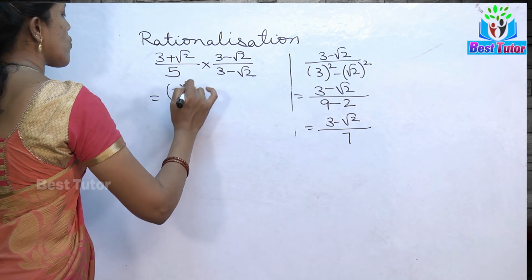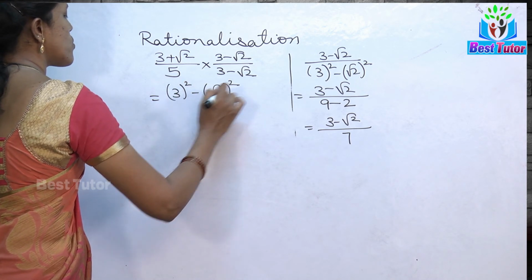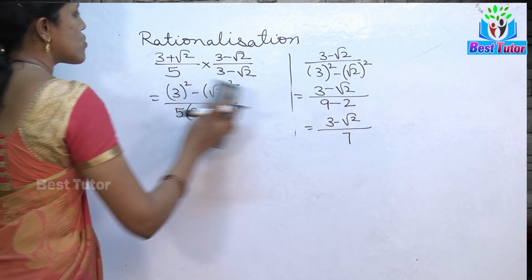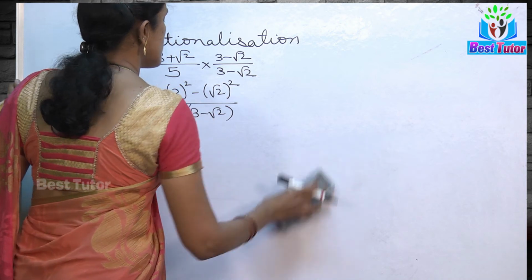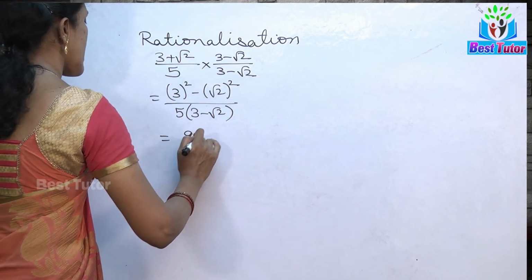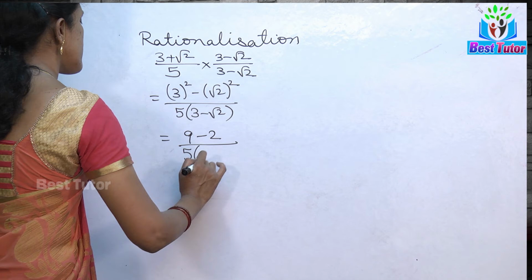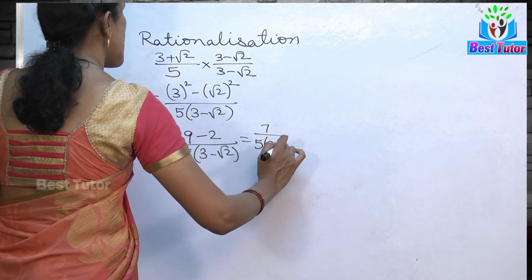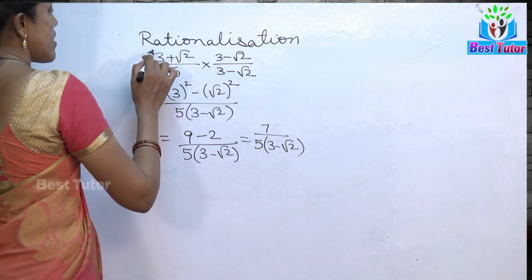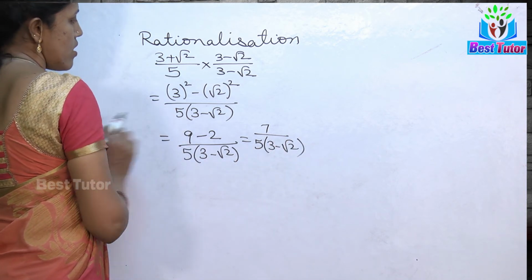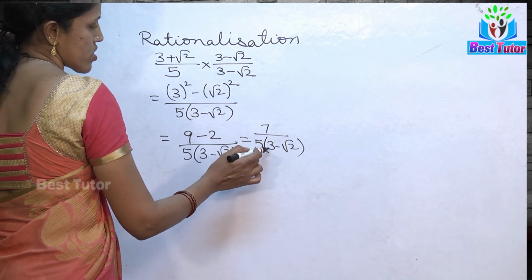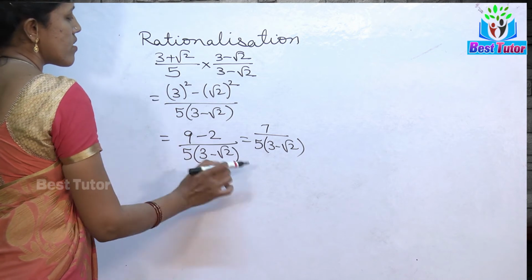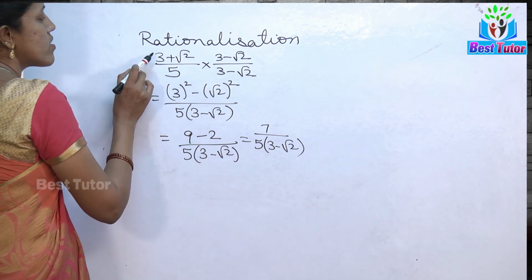You are going to have 3 square minus root 2 whole square in the numerator, and the denominator is going to be 5 into 3 minus root 2. And if we proceed, we are going to get 9 minus 2 by 5 into 3 minus root 2, or 7 by 5 into 3 minus root 2. Here, initially the numerator was irrational. Finally, the denominator has become irrational, whereas the numerator has been converted into a rational number. So in this question, we have rationalized the numerator.